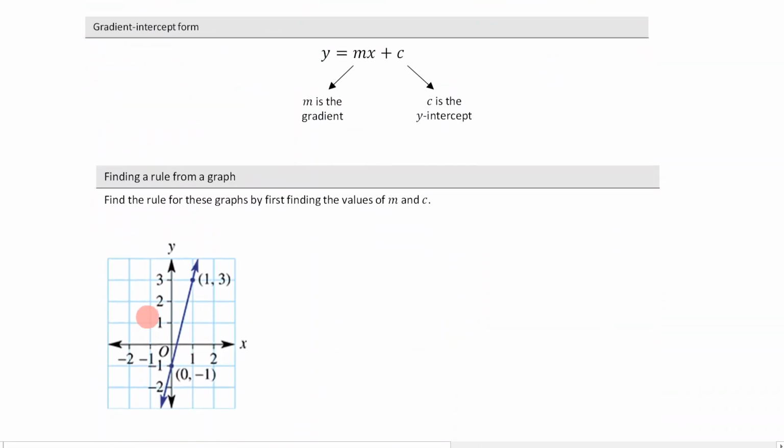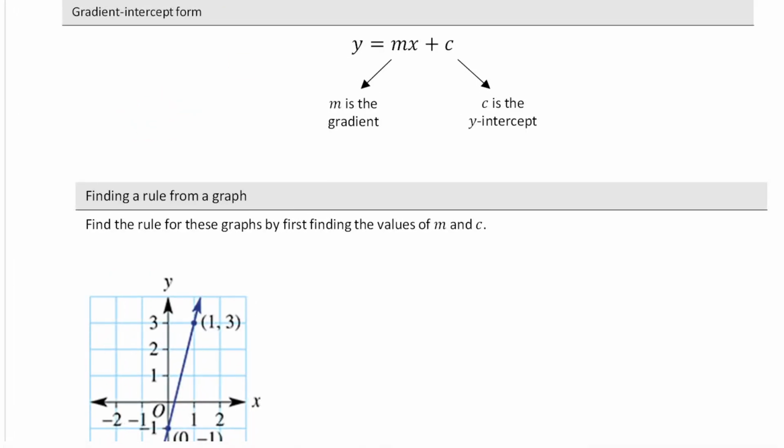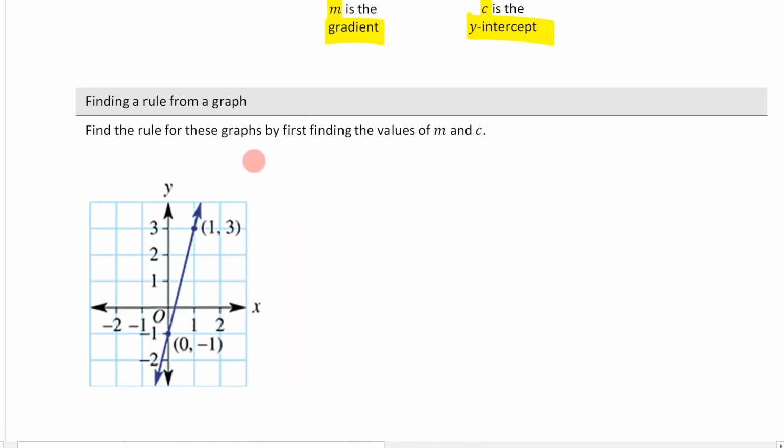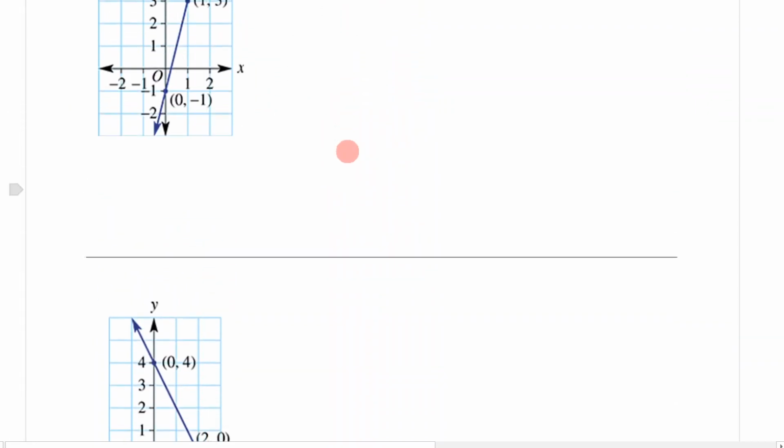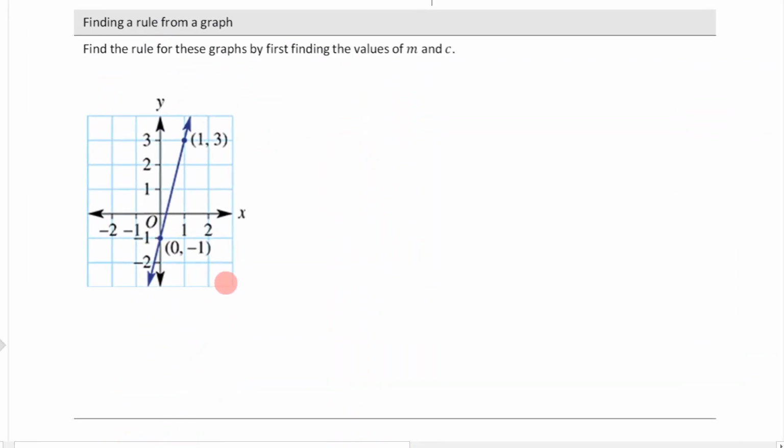Okay, and look, it's so important. I've written it again. Have you burnt it into your brains yet? Hopefully you have. That your gradient intercept form is y equals mx plus c. M is your gradient. C is your y-intercept. Okay, here it's asking us to find the rule for these graphs by finding the values of m and c. Okay, let's have a look.